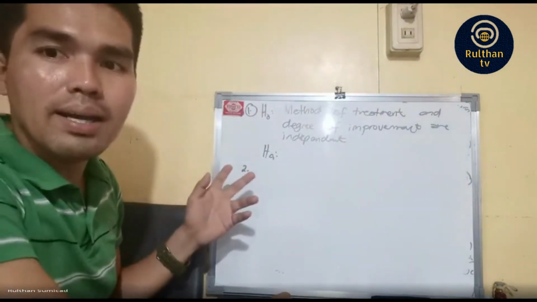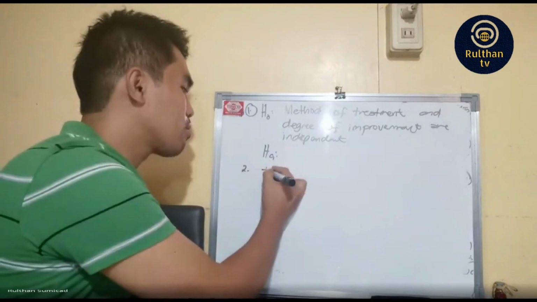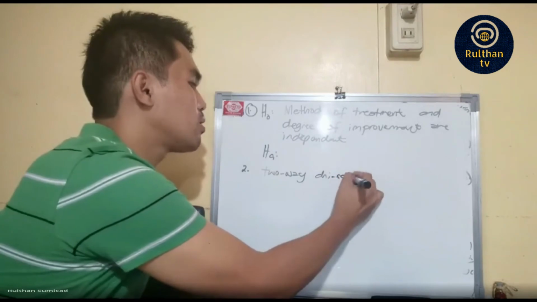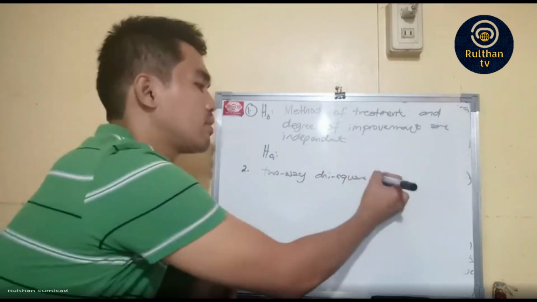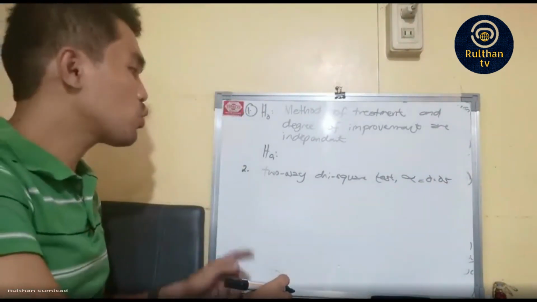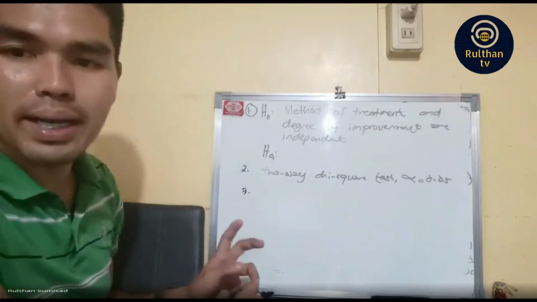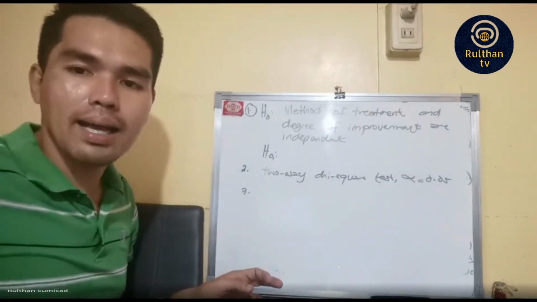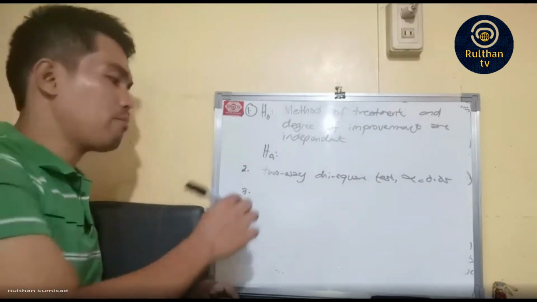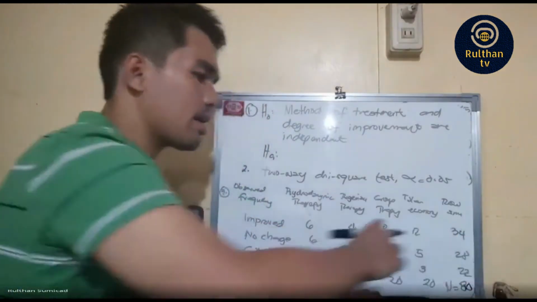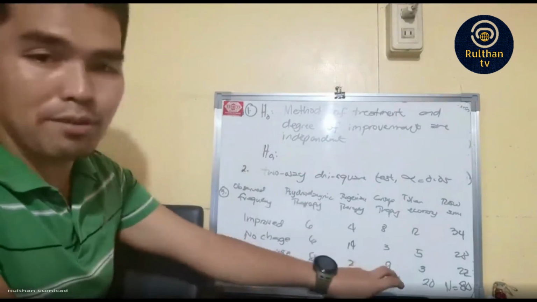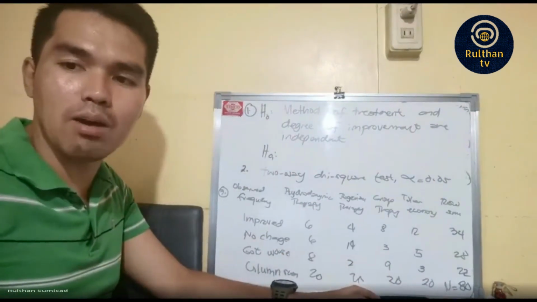So the appropriate statistical test here is the two-way chi-square test. And then set our alpha at 0.05. So with this one, we did already this part. We will have now our gathered data. Assuming that this is the gathered data, we have here the 80. Next step is we will now set our rejection region, correct?